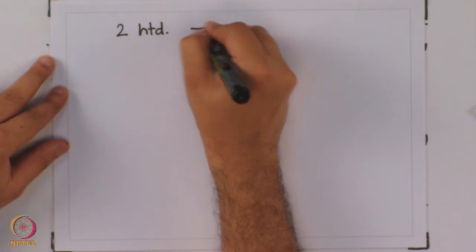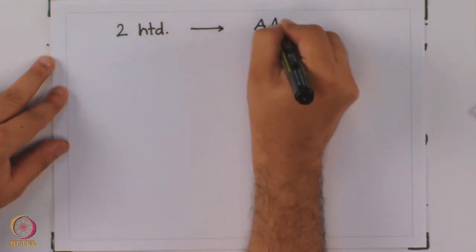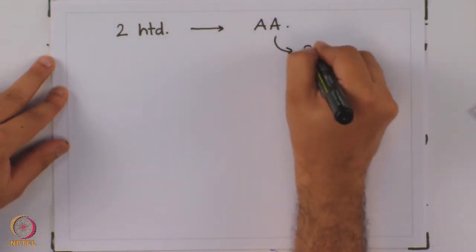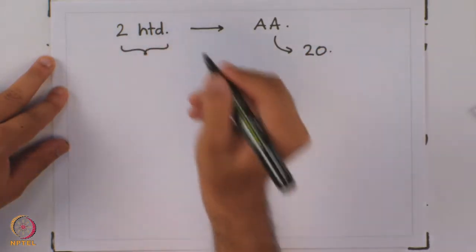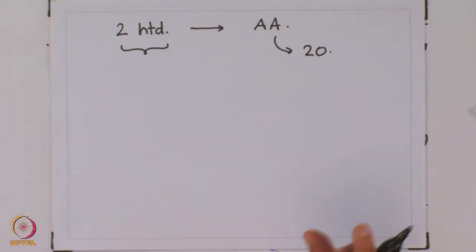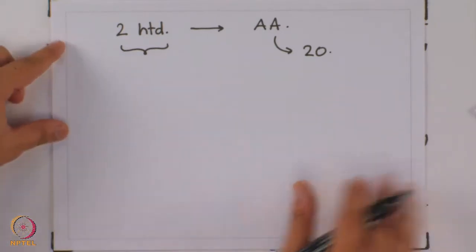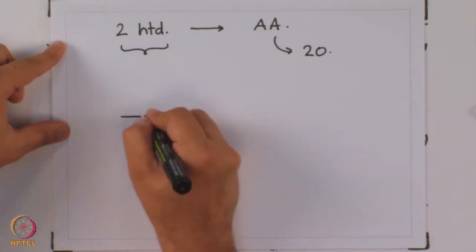Let's see. So now we have 2 nucleotides, a pair, corresponding to an amino acid. Right? These are 20 in number. We want to see how many distinct nucleotide pairs we can make using 2 nucleotides at one time. So we have to fill 2 places.